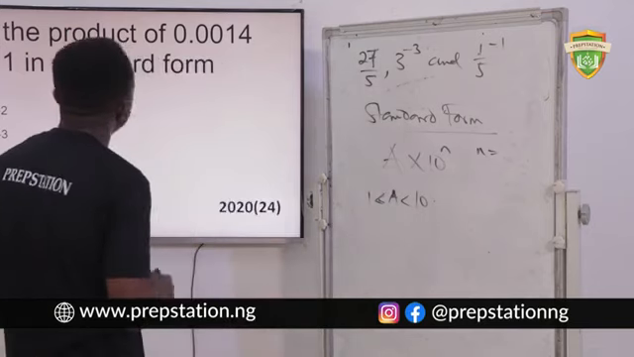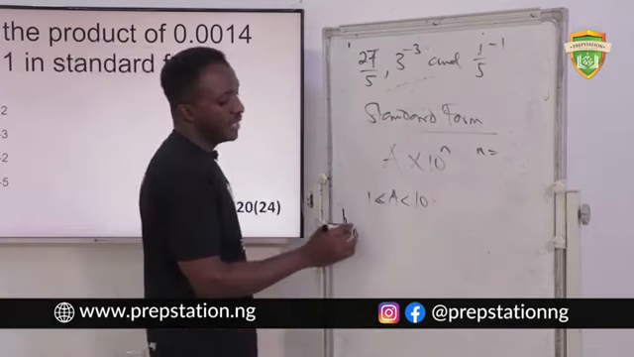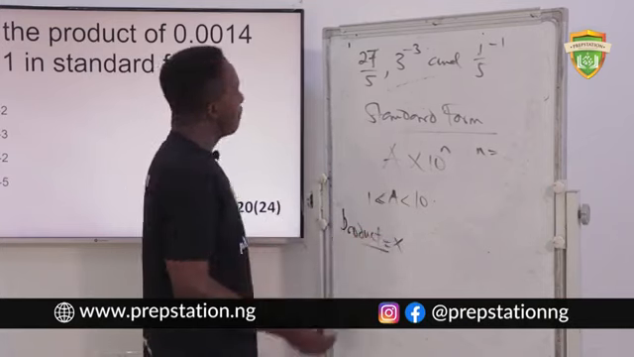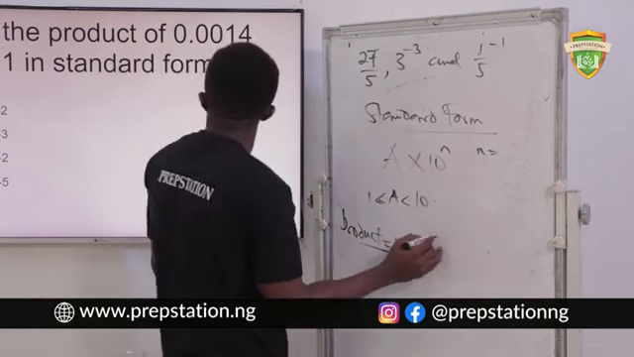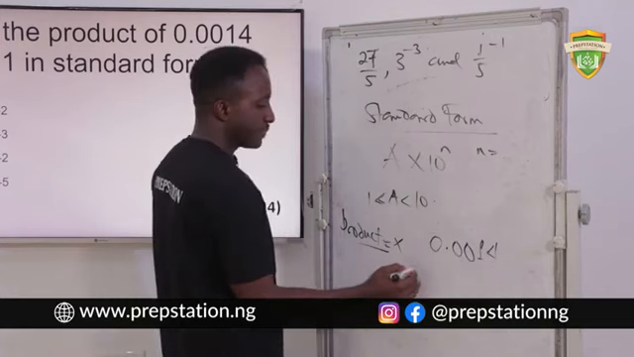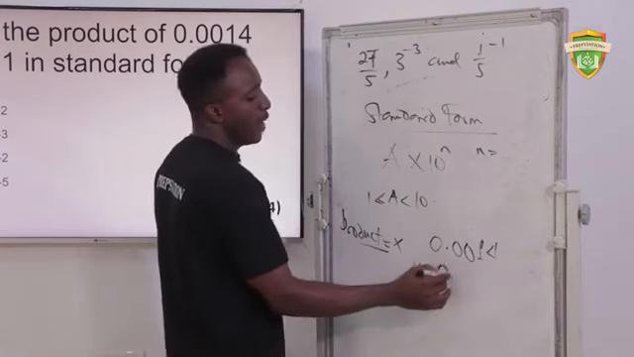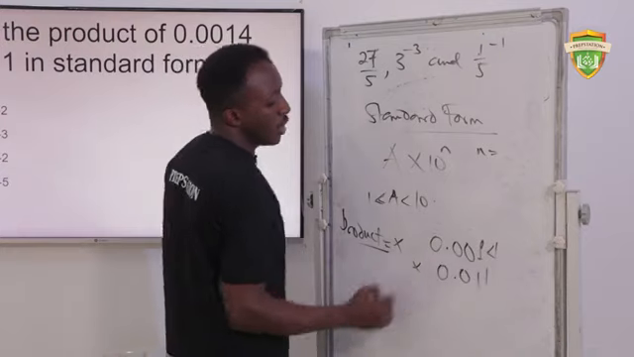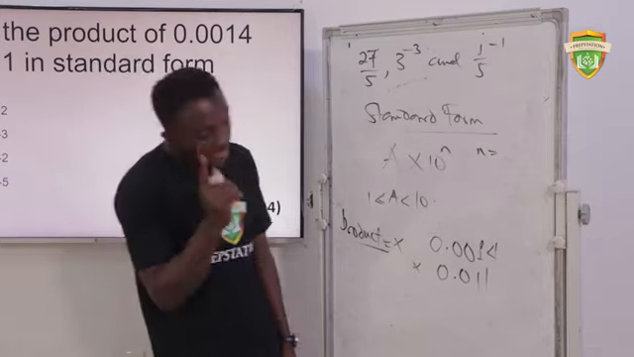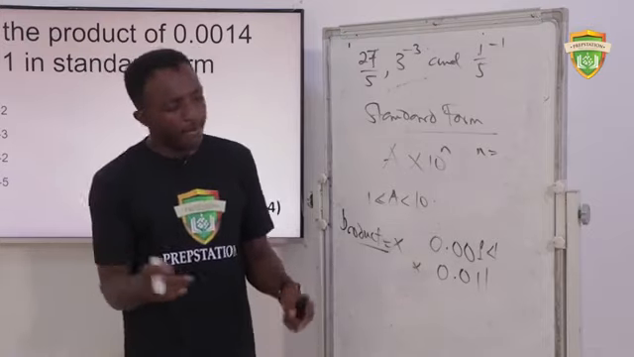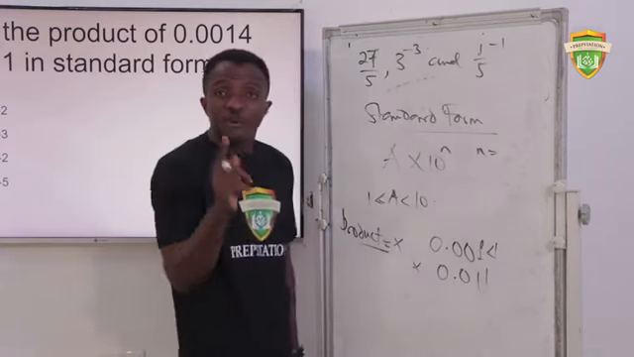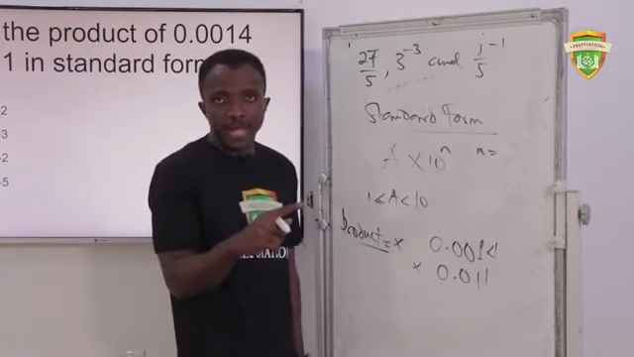Now this is the question. Express the product. The word there again is product. I told you in my previous example that product means multiplication. So what are the numbers? 0.0014 times 0.011. Now we're expected to express their product in standard form. It's simple. We can do it in 2 ways. We can express the numbers in standard form first, and then we multiply.